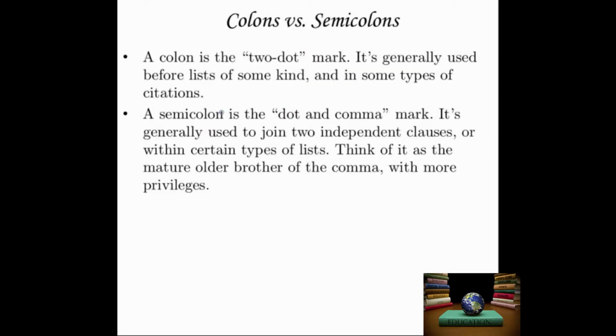All right, to begin with, what is a colon and what is a semicolon? A colon is the two-dot mark. It looks like that, two periods, one on top of the other. It's generally used before lists of some kinds and in some types of citations in formal academic writing. A semicolon is the dot and comma mark, so it looks more like this. You've got something like a comma on the bottom, you've got something like a period or a dot on top, and it looks like that. It is generally used to join two independent clauses or within certain types of lists. Think of it as the mature older brother of the comma with more privileges, or think of it as a cross between a colon and a comma, which it kind of is.